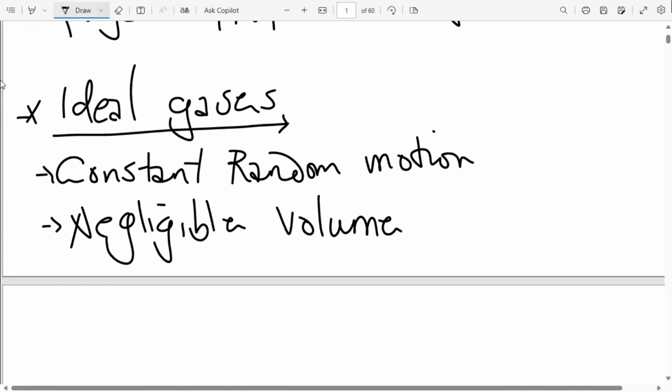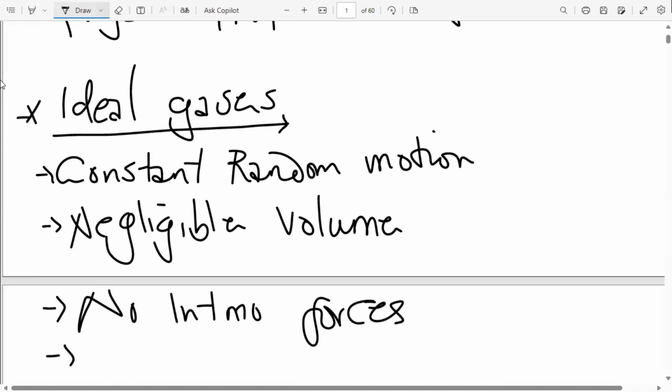We also talked about no intermolecular forces, meaning ideal gases do not attract or repel each other, which means there are no intermolecular forces that exist.